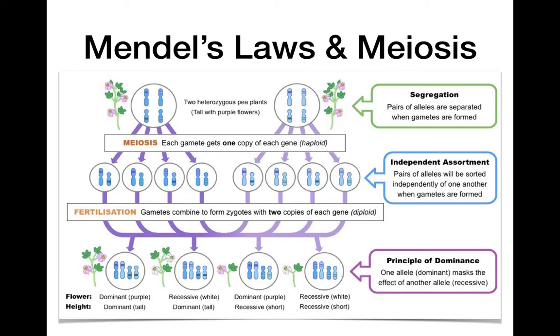And then dominance, that one allele dominates the other. So, for example, purple dominates white, and short is recessive, but tall is dominant. We'll learn more about this in our upcoming unit in the new year, or review it if you learned it before. These 2 are all about meiosis, and this one is not meiosis, but we will talk about it more later on.